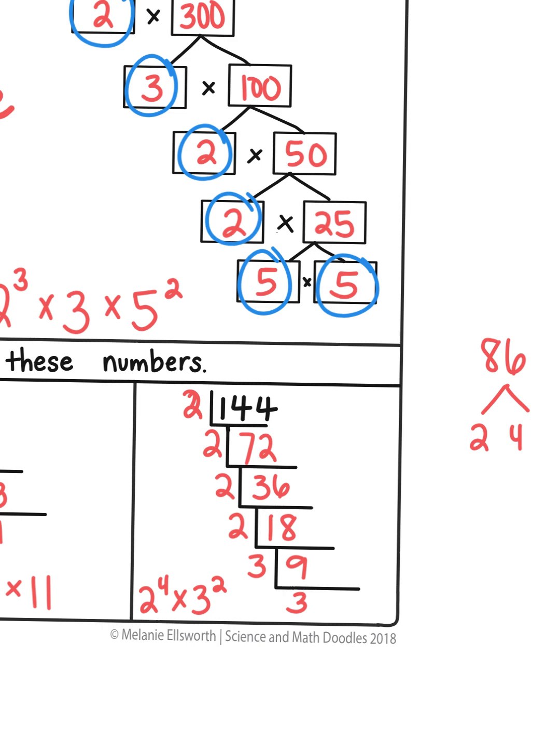2 times 43. Can I break it down any further? Yes. Wait. No. Look at your prime and composite chart. Are 2 and 43 both prime numbers? Yes, they are. So then I'm done. Prime. So my answer is just 2 times 43 is my prime factorization.